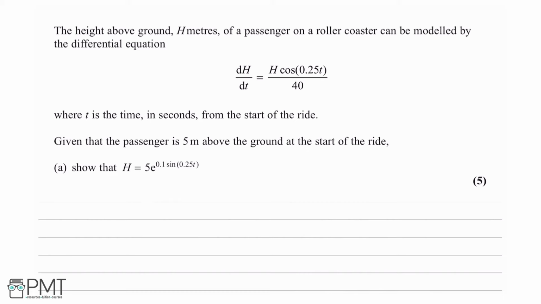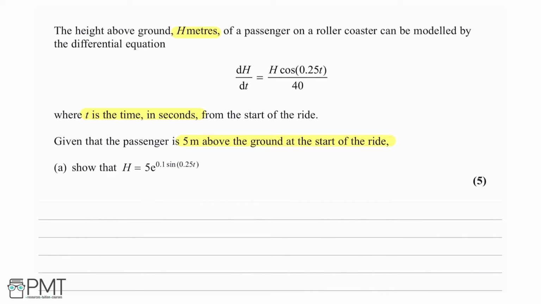First, I'm going to highlight some key information. I'm going to highlight the units, so h meters, and time is in seconds. And I'm also going to highlight 5 meters above the ground at the start of the ride, okay? So, how do you go about this? Well, what we first need to do is collect all h related terms to one side and all t related terms to the other side.